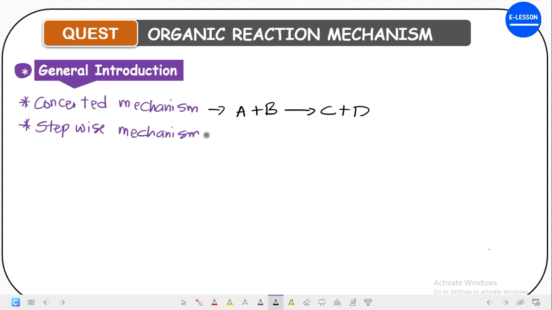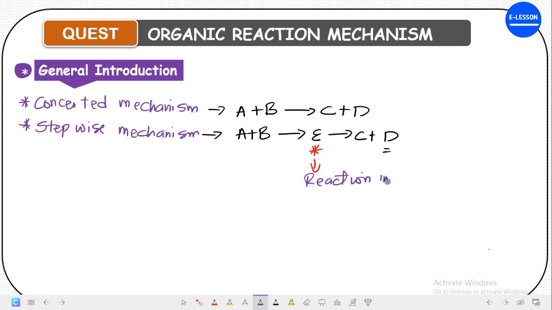However, in the stepwise mechanism, when A and B react, they pass through another stage. Are we getting it now? Let's say stage E, before it gets to C plus D. So this kind of reaction mechanism is known as the stepwise mechanism. Now, this E here is what is called the reaction intermediate. Intermediate means it is in between the reactant and the product.